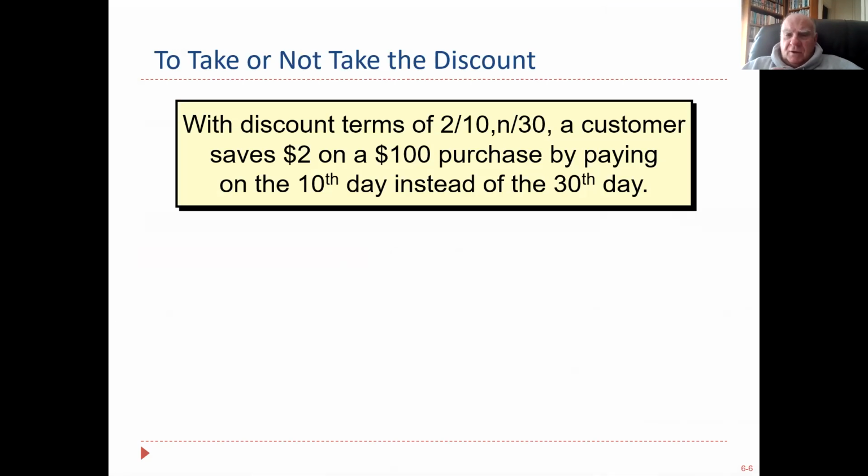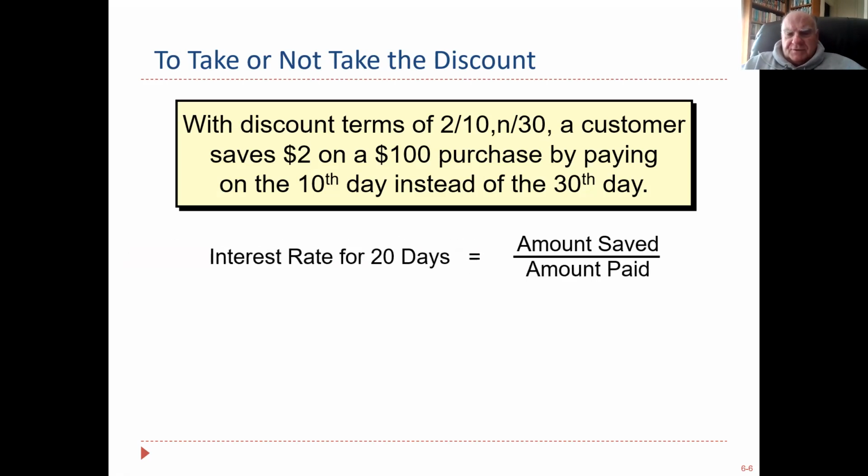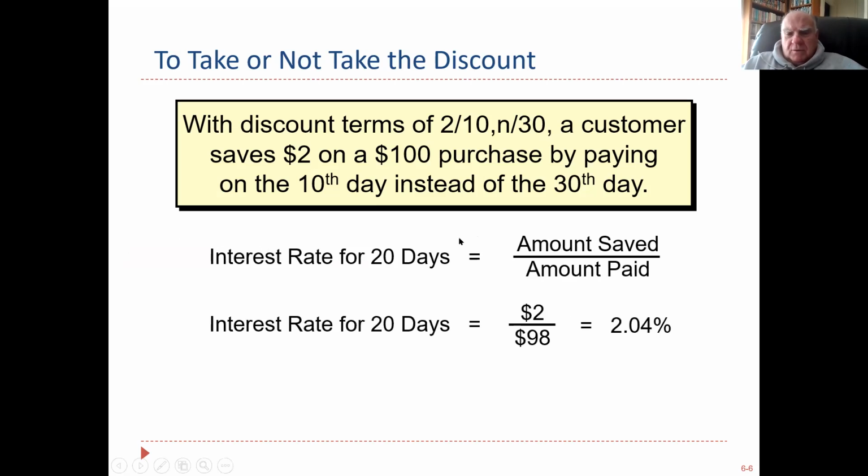Let's just take a look at this. I hope you find this interesting. With discount terms of 2/10 net 30, a company saves $2 on $100 by paying on day 10 instead of the 30th day. Well, 2% doesn't sound like a whole lot, does it? But this is not 2% a year. This is 2% for 20 days. You gave up the money 20 days early to save 2%.